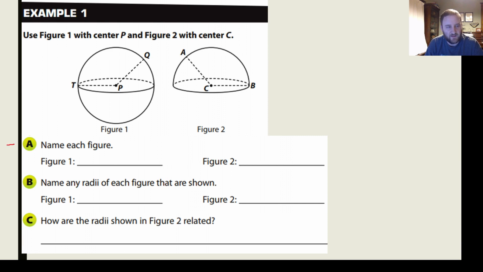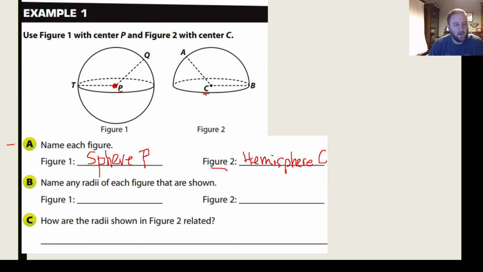So A says name each figure. Figure 1, again, spheres are named by the center. So all you want to do is look at the very center point. And what's it labeled with? Well, it's labeled with a P, right? So this is called sphere P. Figure 2 then, what would we name that? It's labeled with a C, so this is hemisphere C.